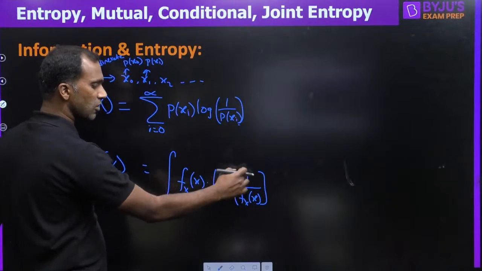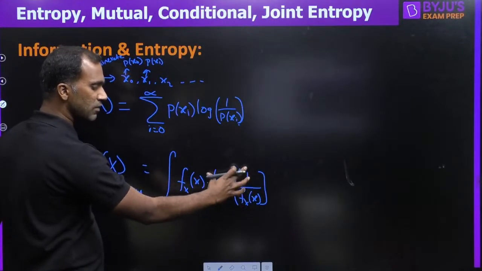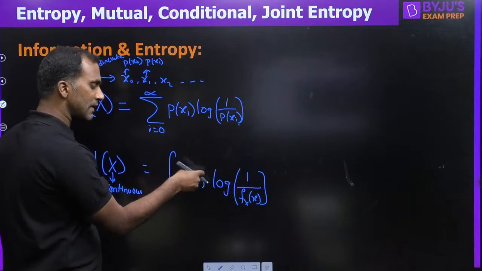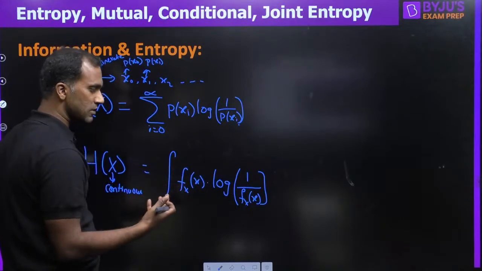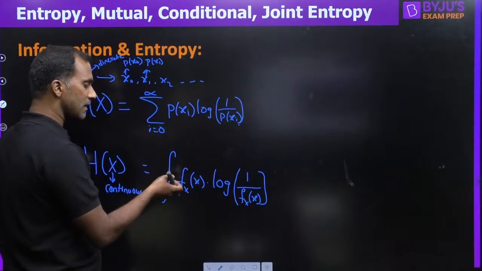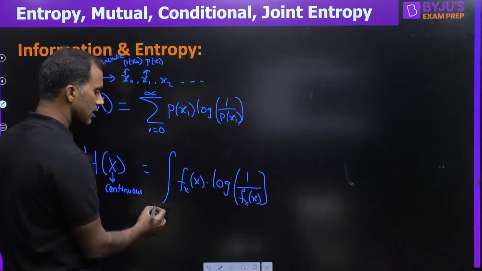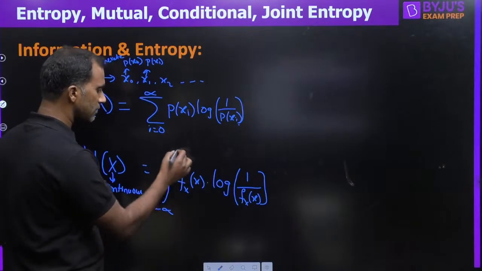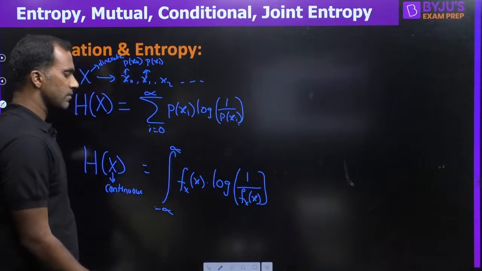This is how we find the information. Logarithm of 1 by probability will give you information. Multiply with the probability and just add it up. That will give you the average. Because for the continuous case, we can't add it up, so we have to do integration. Limits from minus infinity to plus infinity.